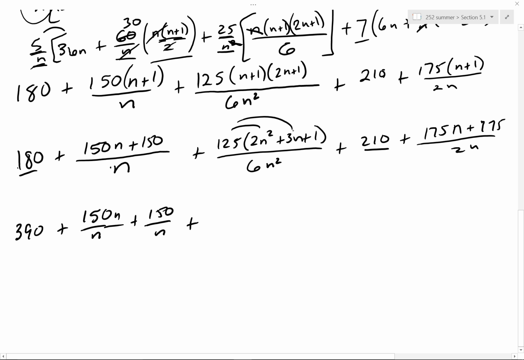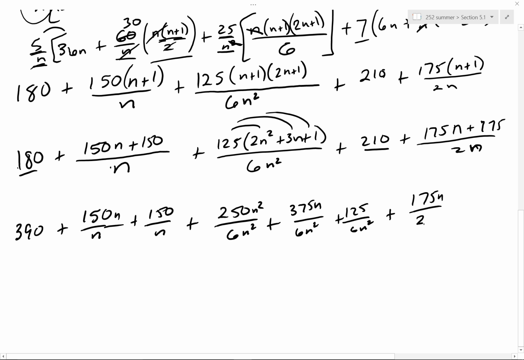And then I'm going to distribute this, and I'm going to get 250 over n squared. And I'm going to break it into 3 fractions. So that's going to be 375n over 6n squared plus 125 over 6n squared. I already did the 210, so I'm not going to do it again if you don't mind. 175n over 2n, 175 over 2n.